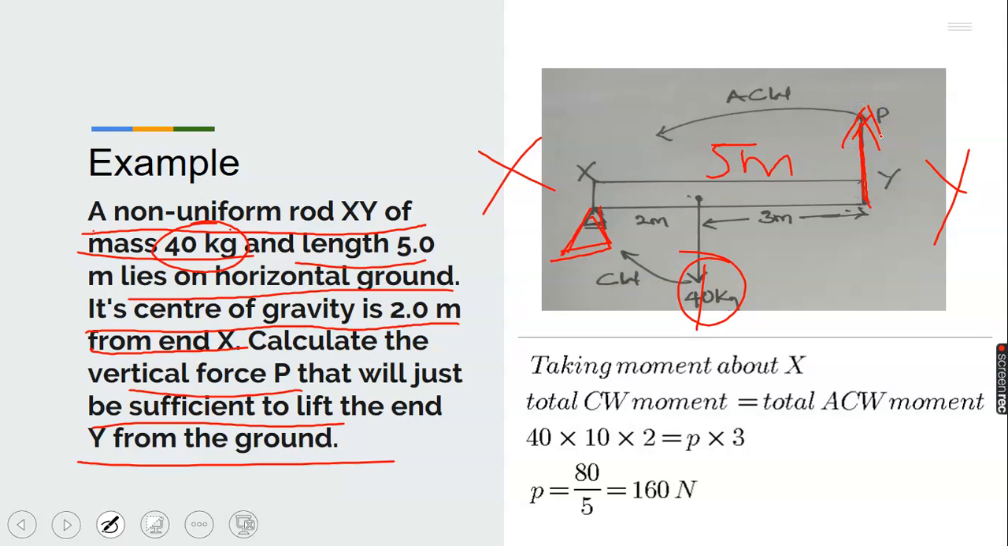Now, you just take your moments about this point, which is X. This one forms our clockwise moment and this is the anti-clockwise moment. Now, our clockwise moment equals 40 times 10 times 2, because we are converting kilogram to Newton. That is why I have to multiply by 10. Equals our anti-clockwise moment.